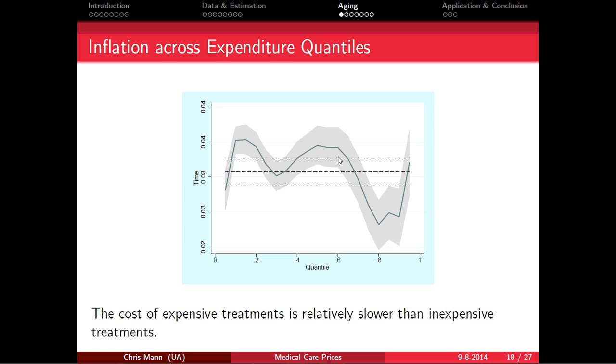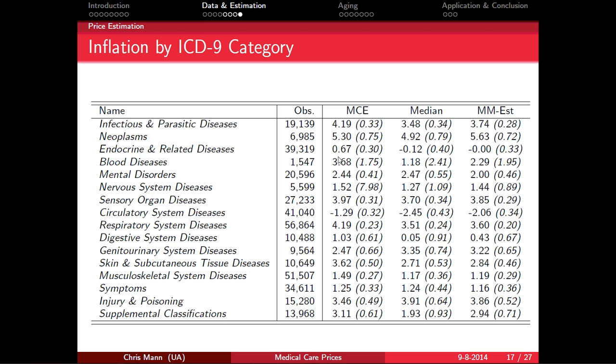And so that falls in line with this previous result, where circulatory system diseases are experiencing very low rates of inflation, and the same with these endocrine-related diseases, which would include diabetes. Whereas when we look at respiratory diseases, they're growing at 4.19% per year. The cost is growing by 4.19%. Okay.